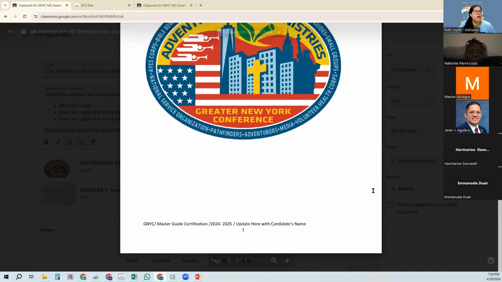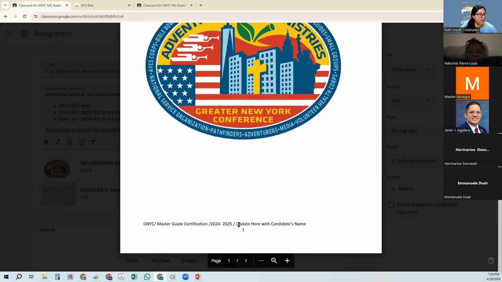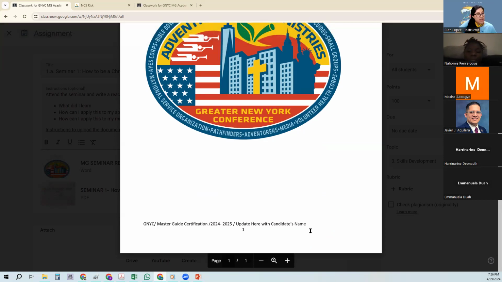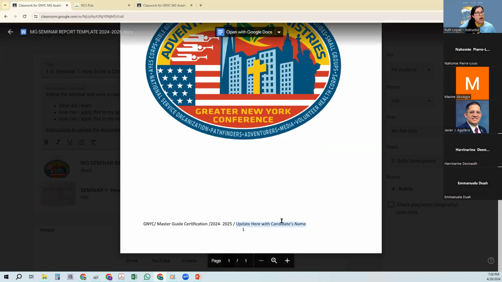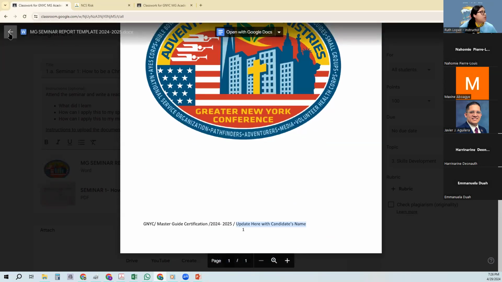And I want to point out that every time you write a report, we have a footer here at the end of the page where it says update here with candidate's name. This is where you put your name. So if, for instance, I'm Ruth Lopez, I will select this and put my name in. That way you have a beautiful report with your name in the footnote.